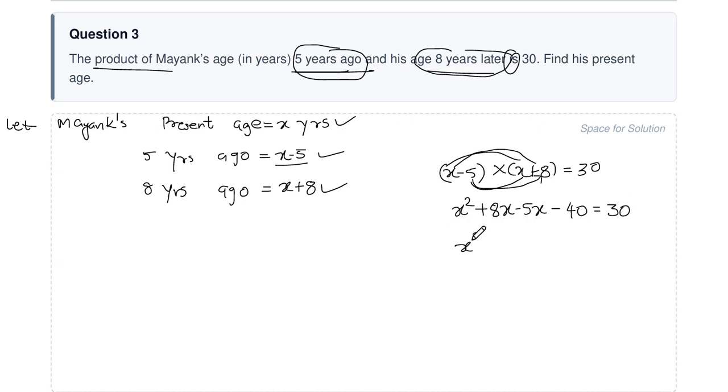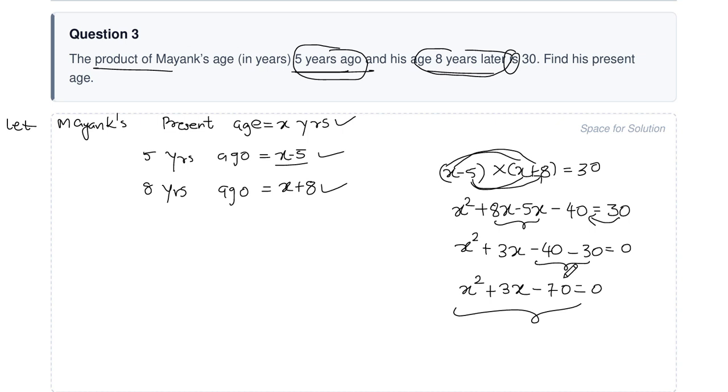So x square, 8x minus 5x, which is plus 3x, minus 40, and if you take this 30 to this side, we get minus 30 equal to 0. So x square as it is, plus 3x as it is, minus 40 minus 30, which is minus 70, equal to 0. So this is our required quadratic equation. Solve it by using factorization. You will get your final answer. Look at the next question.